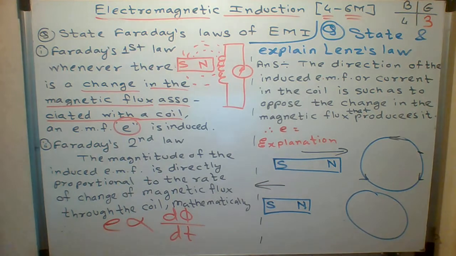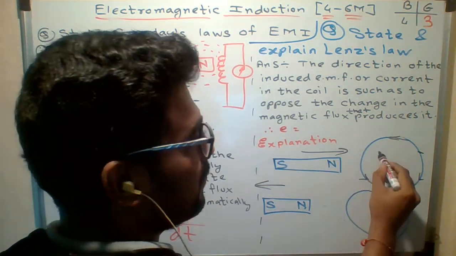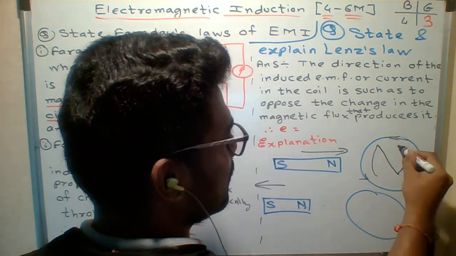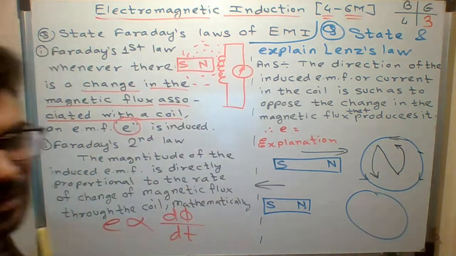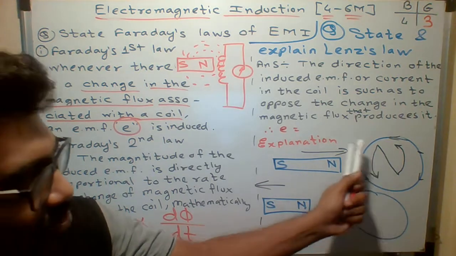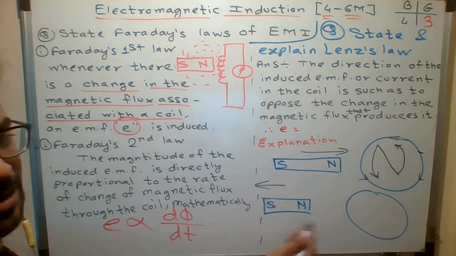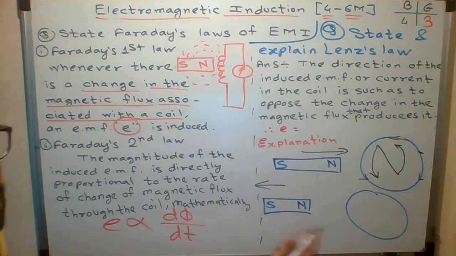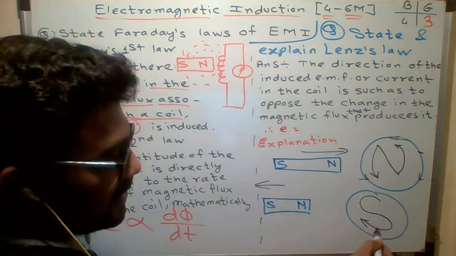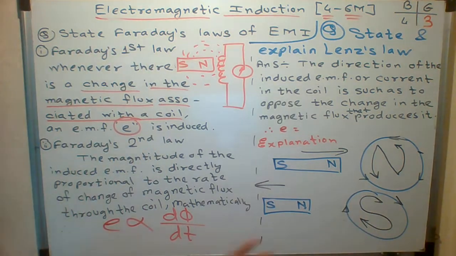Students are asking, sir, how do you know the direction of current is anti-clockwise? Because the north pole is moving towards it. So remember this: the symbol of north pole is N. This is the hint. When the N pole is moving towards the coil, the direction of the current is anti-clockwise. And when the N pole is moving away from the coil, the direction of current, with respect to S, will be clockwise. Understood, students?